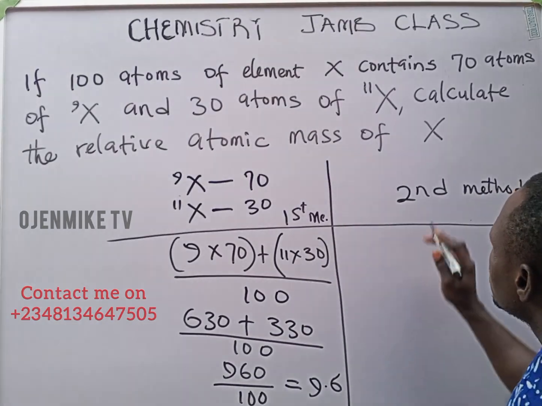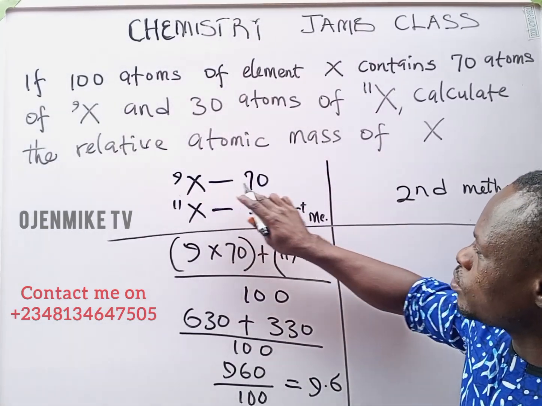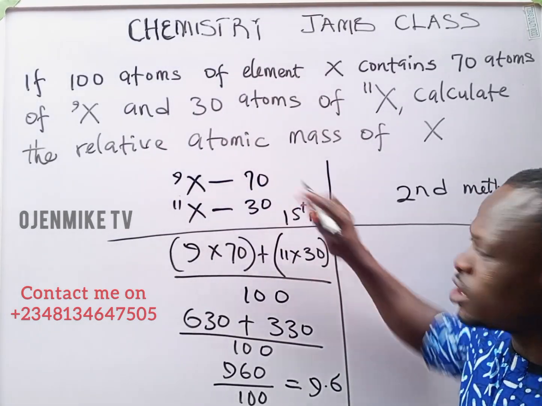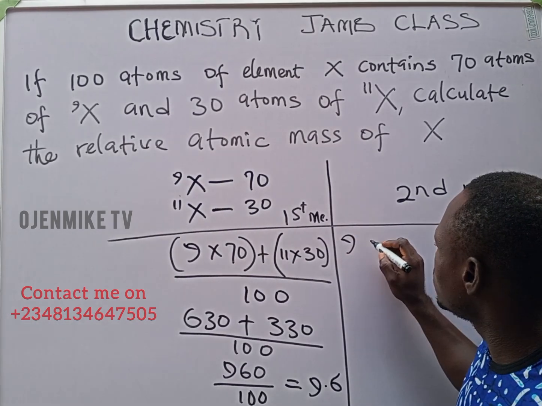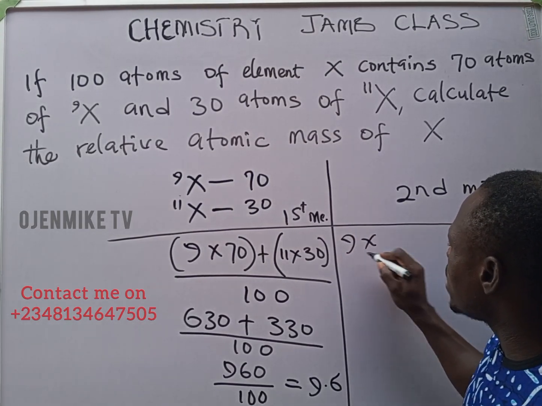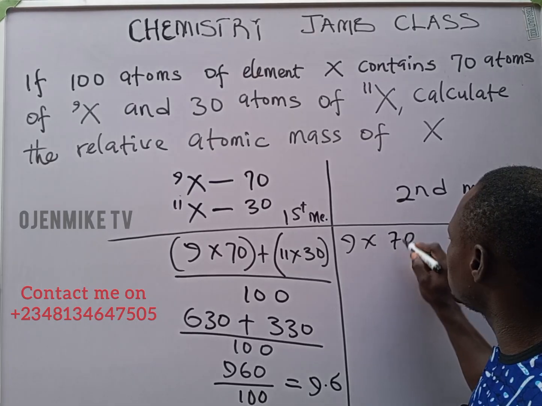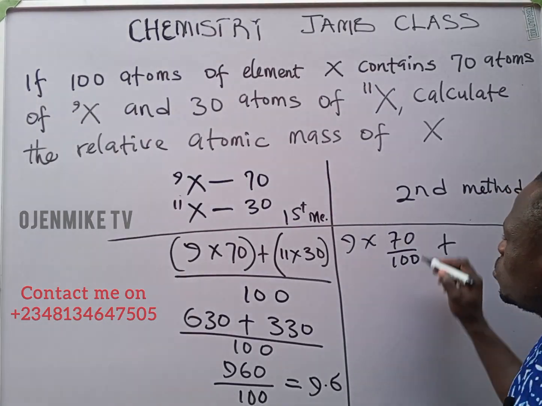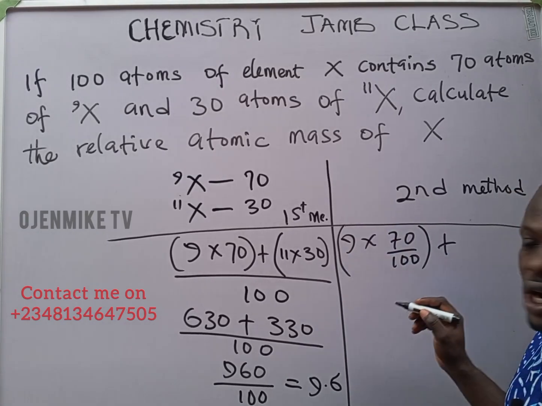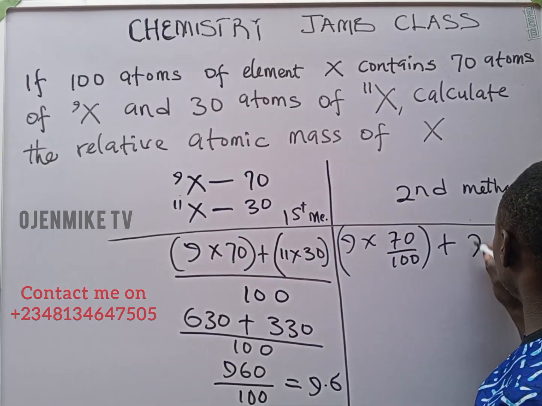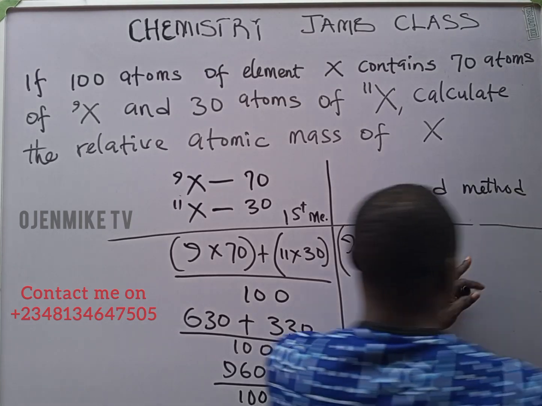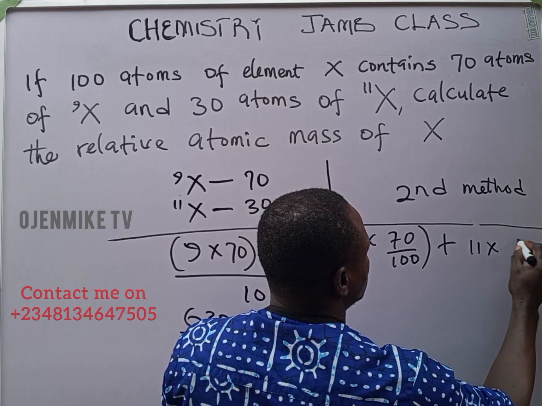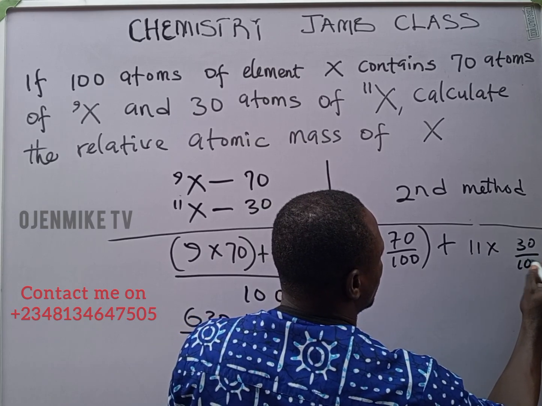The second method is you have the same atoms. All right, we have atoms with these mass numbers. So what you are going to do is change this into percentage. We have 9 times, you change this one into percentage, 70 over 100. That's how to change it to percentage. You add it with 11 times, change this 30 to percentage also, so 30 over 100.